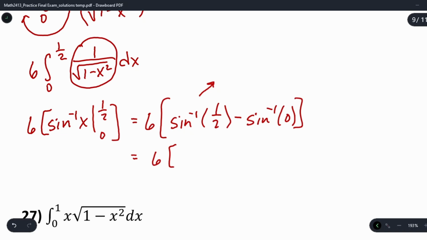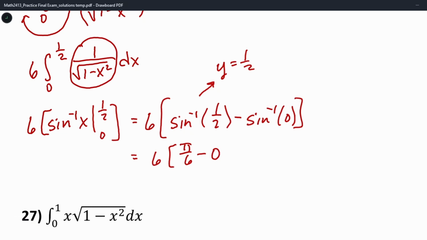Well, that basically says where is y a half in the unit circle? Somewhere from negative pi over 2 to pi over 2, that's going to produce an angle of pi over 6. And then the inverse sine of 0 is 0. That's where y is 0. Add an angle of 0.